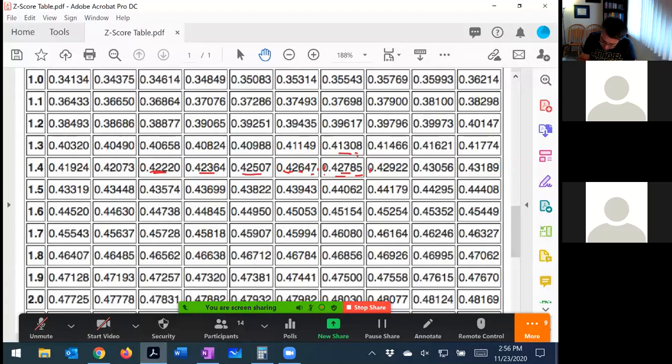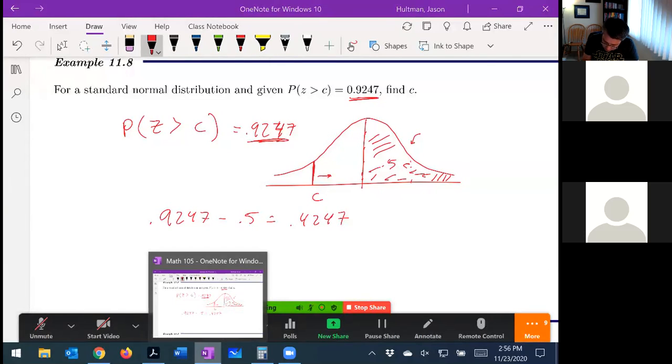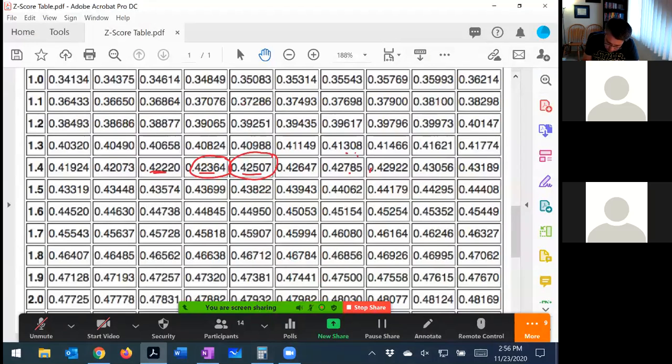0.4247. So it's not over here, it's over here. It's between these two. 0.4247, yeah. So it's between these two, and I just want to figure out which one's closer. Which one's relatively closer here?